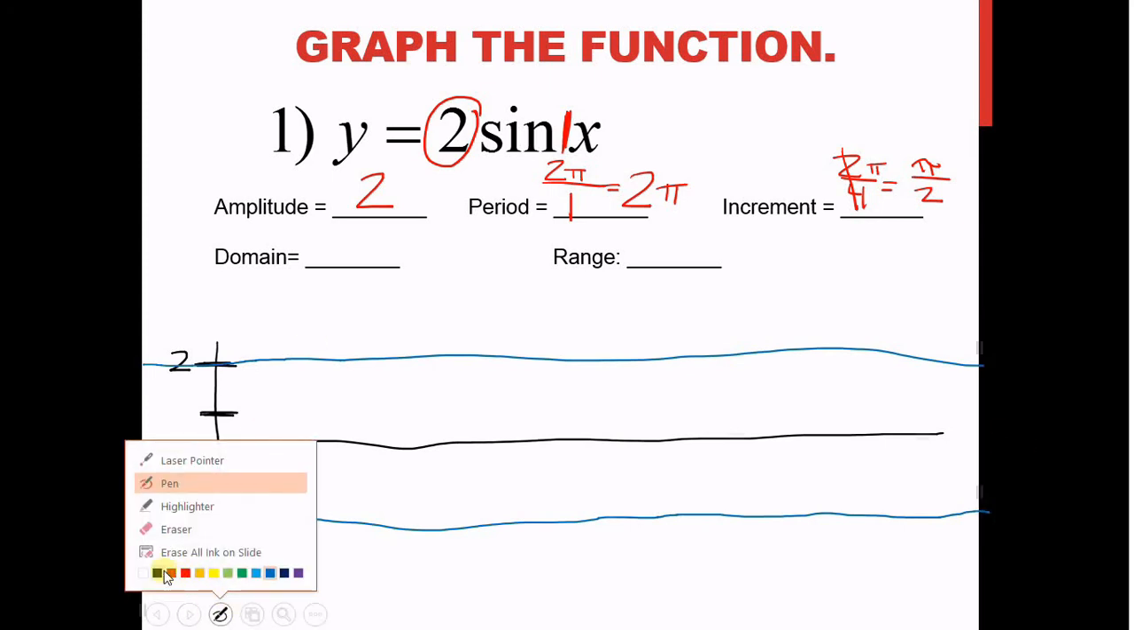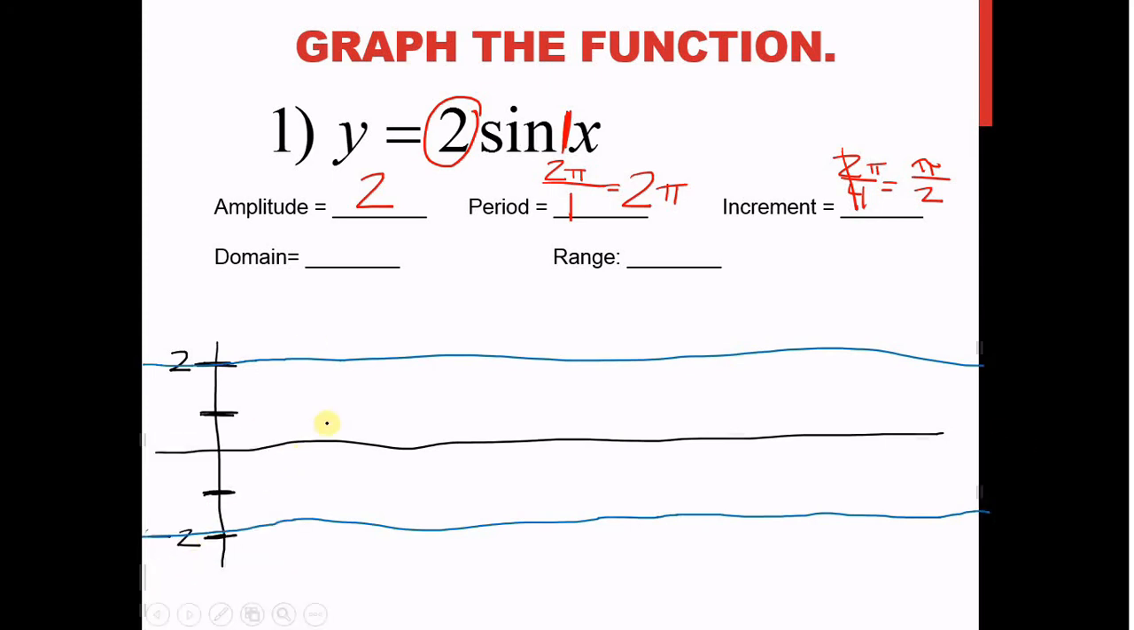Now, we need to start labeling our period. So I'm going to change back to my pencil or whatever color you're using for your regular graph. My increment is how I'm going to actually label my graph. So right here, I would have pi over 2. Right here, I would have 2 pi over 2, right? Which is the same as pi.